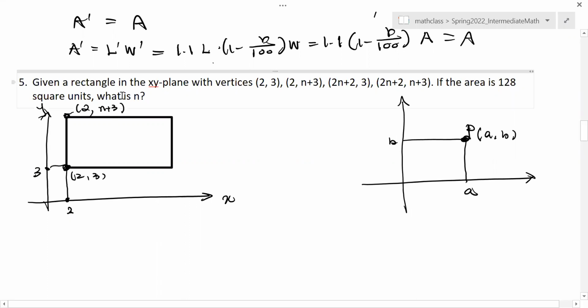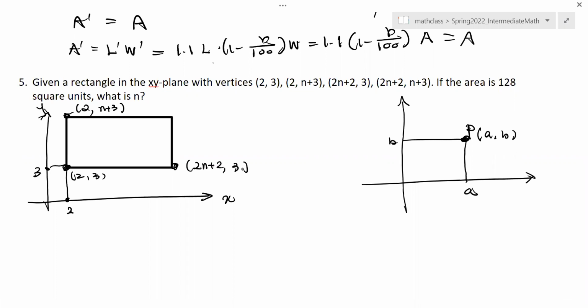And another one will be 2n plus 2 and 3, because 3 is the same height, right? The y-coordinate is 3, so it's on a horizontal line. And then the other one is 2n plus 2 and n plus 3. Okay. When two points are on the same horizontal line, their second coordinates should be the same. So that's why n plus 3, they have the same.